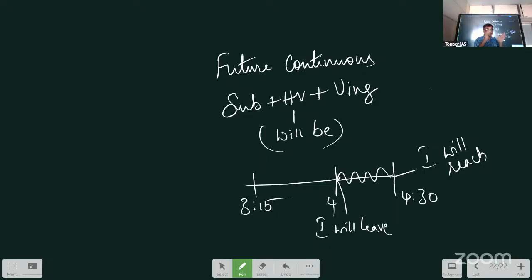So past continuous is an action between two simple pasts. Future continuous is an action between two simple futures. Present continuous is an action between simple past and simple future. This you must remember. Past continuous, an action between two simple pasts. Future continuous, an action between two simple futures. But you should remember the structure.